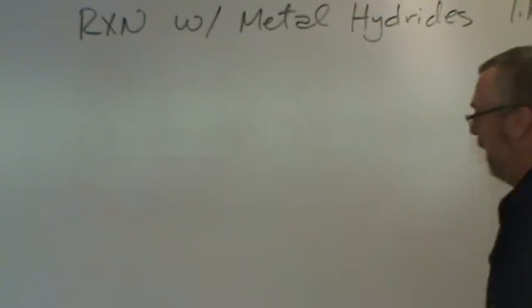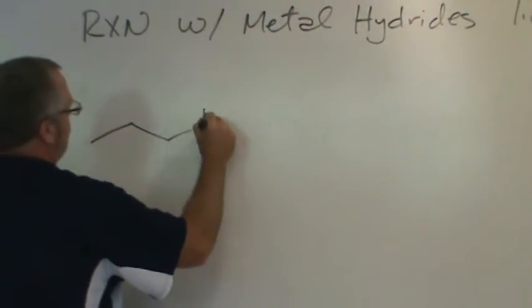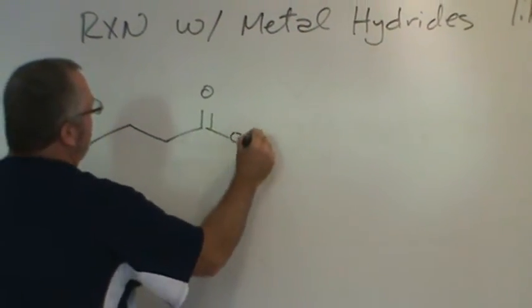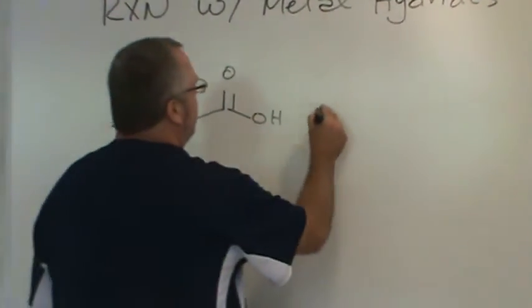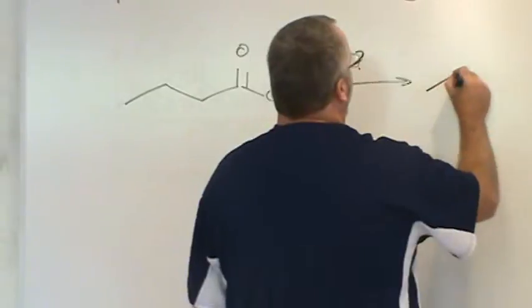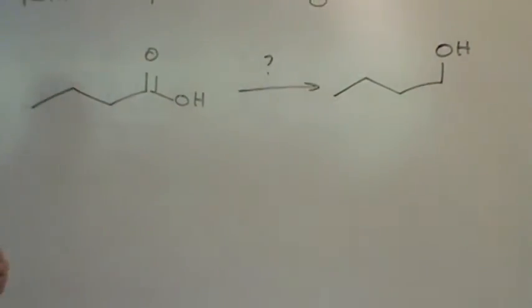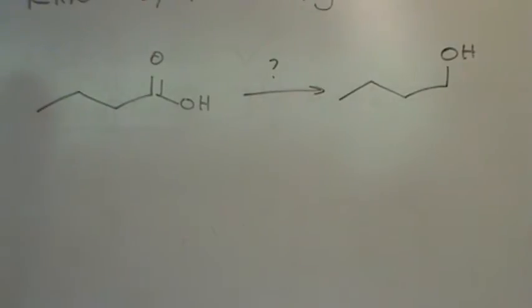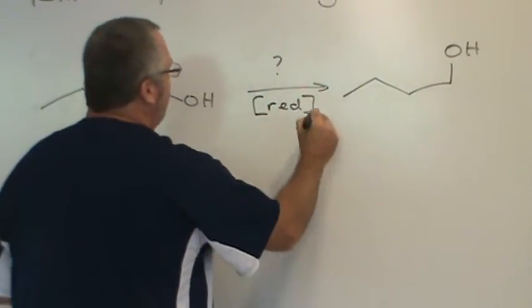It's very interesting, actually. We have a way now to take a carboxylic acid, I'm going to start with butanoic acid here, and convert it into the corresponding alcohol. If you look carefully at that reaction, it is undeniably a reduction. So we could write reduction, RED, in brackets.